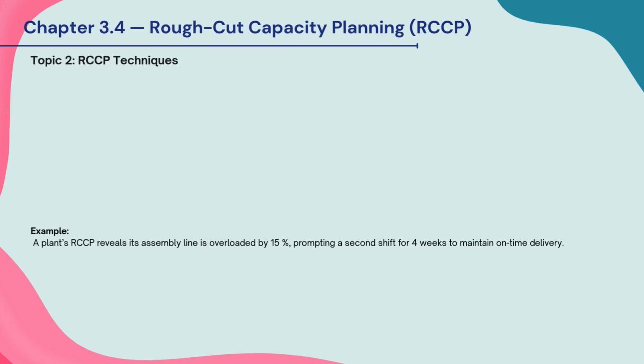This slide explains the three main methods used in Rough Cut Capacity Planning. Bill of Resources, BOR, uses a standard resource usage factor for each product type to estimate capacity needs. Capacity Planning using Overall Factors, CPOF, uses historical load ratios to quickly estimate required capacity. Resource Profile Method is more detailed. It simulates time-phased load on resources. In the example, RCCP shows the assembly line is overloaded by 15%. To meet delivery commitments, the plant adds a second shift for 4 weeks.